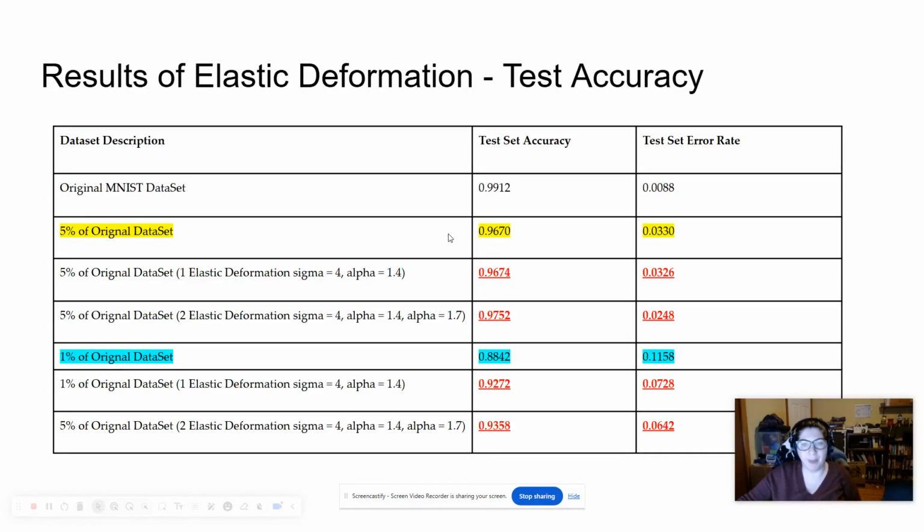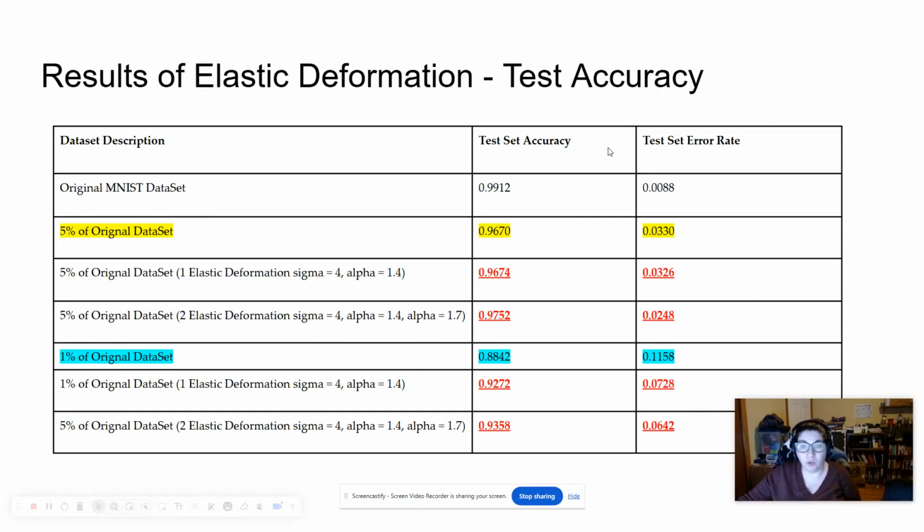So it improved it. You see in the original 5%, you see this 96% test accuracy. Then you see the first elastic deformation you still see a 96%, but it increases slightly. And then you see 2 elastic deformations added to that reduction, that 5% reduced MNIST data set, and you see a 96, almost a 98% improvement. And then if you look at the 1%, it was 88%, and it jumps up to 92, almost to 94%.